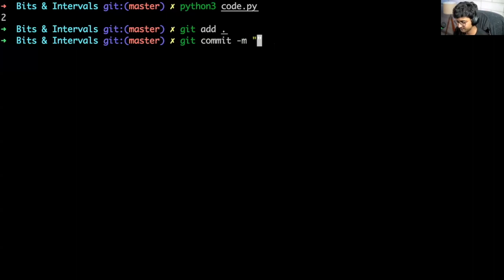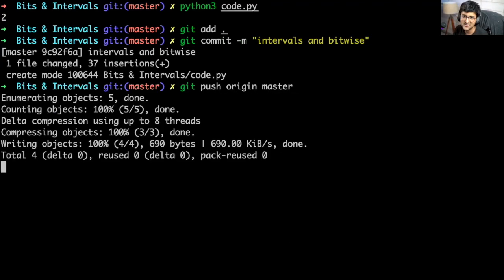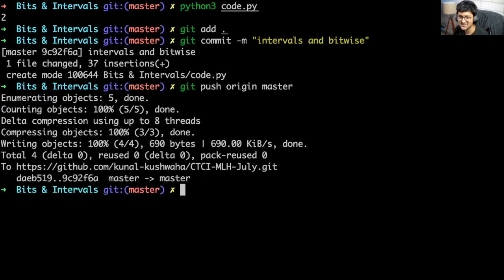Intervals and bitwise. Even though the code was nothing today, mostly theory, still I pushed it.